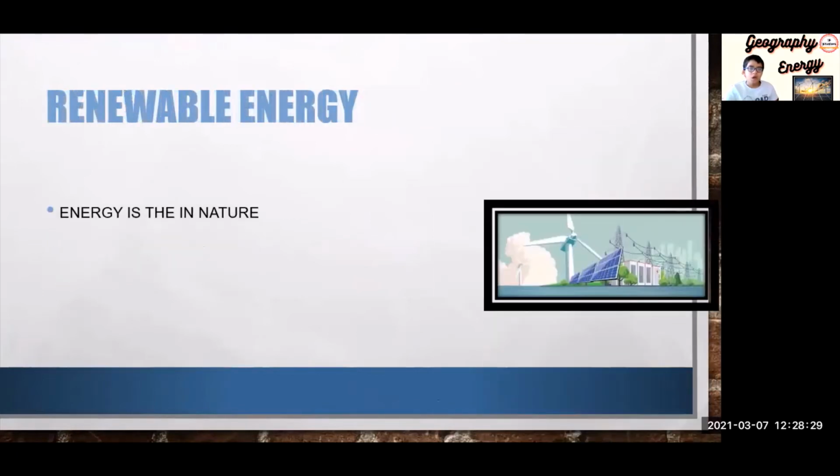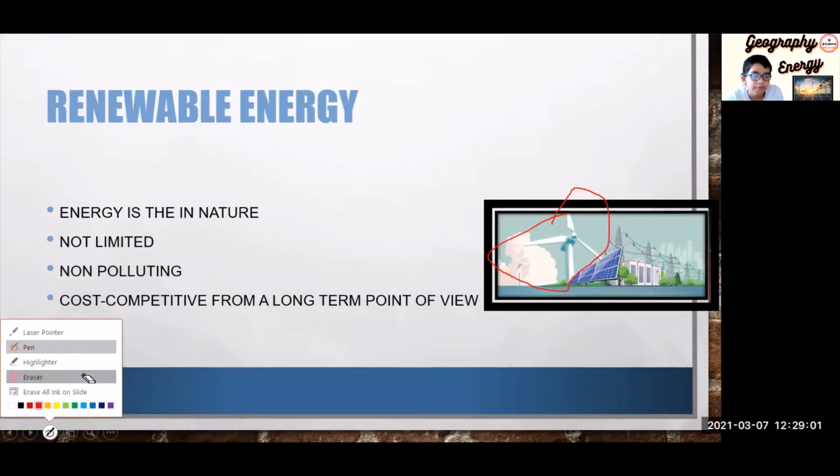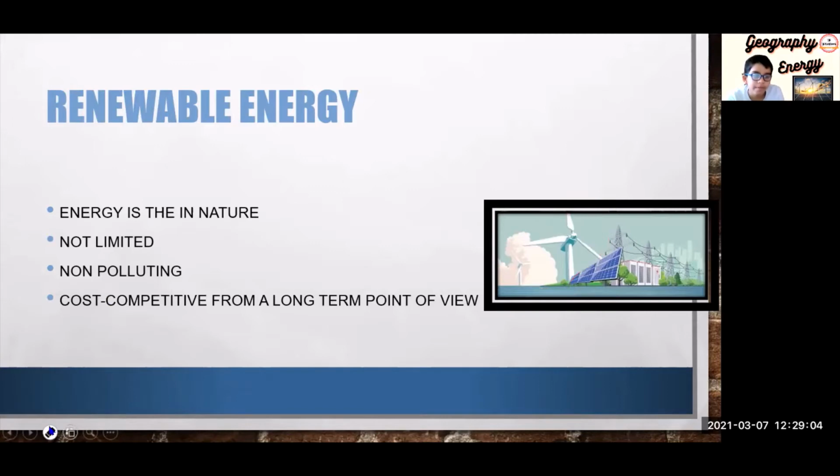Renewable energy. Renewable energy is the energy which is there in nature and is not limited. It is also a non-polluting kind of energy, and it is also cost competitive from a long-term point of view, because once you install any of these, say you install this windmill, then there are no costs left for you to pay, because you've already paid for the installation of that, and then your work is done.